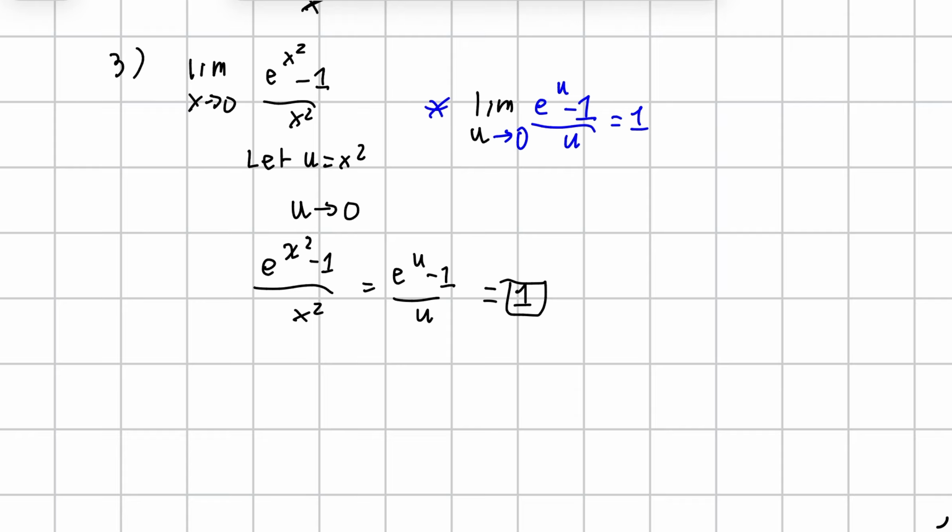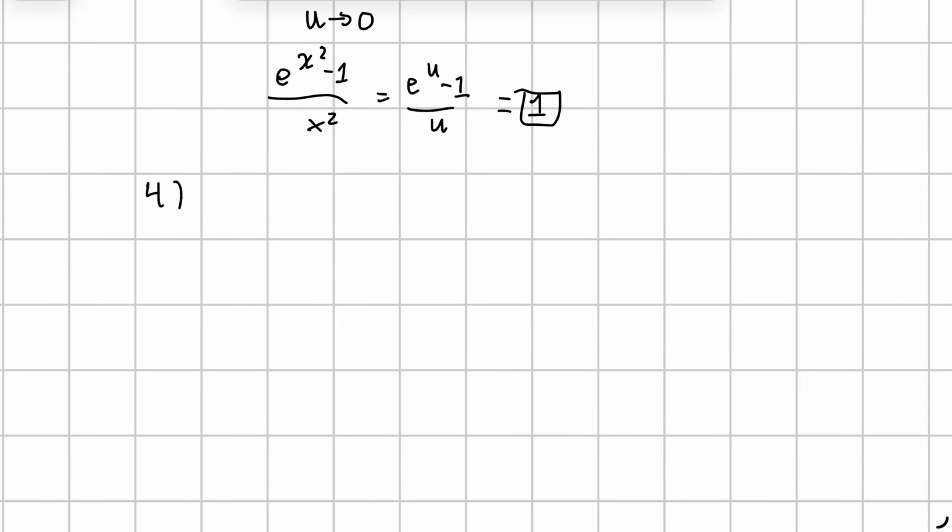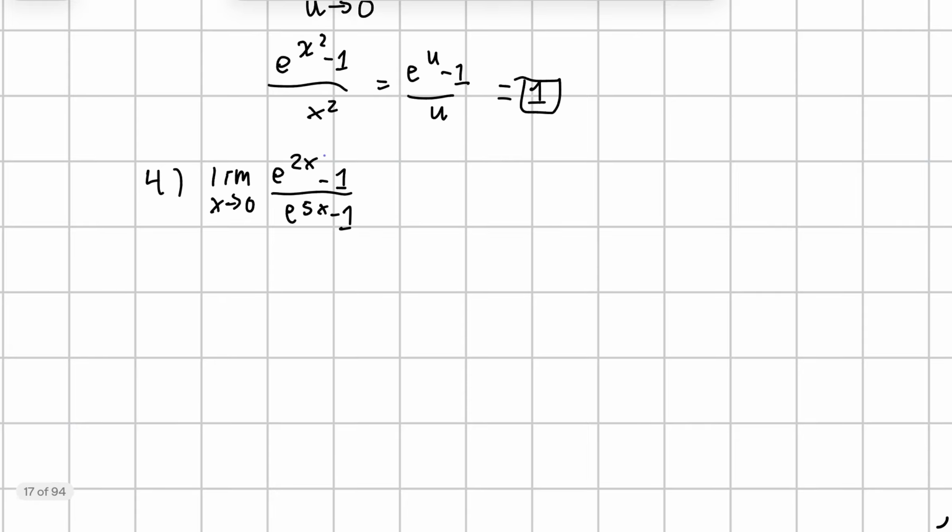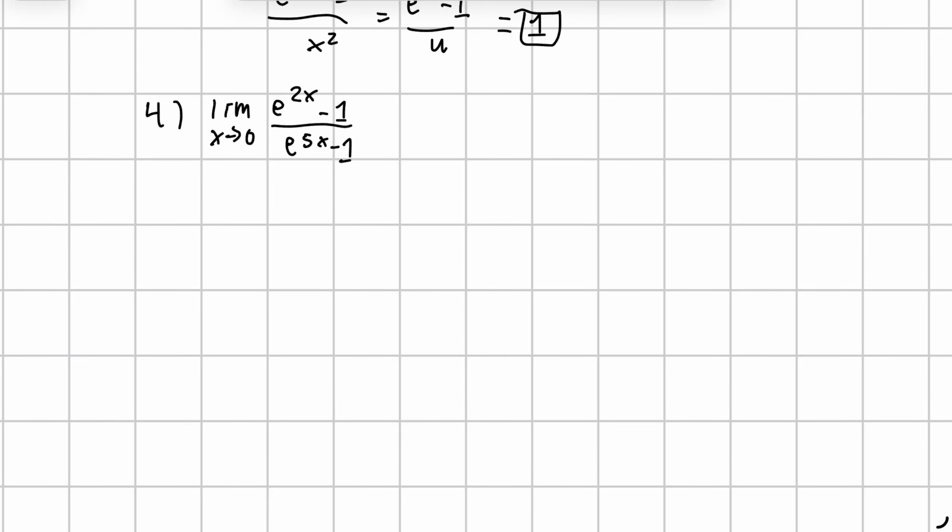So that matches. Let's say we have the limit as x approaches 0 of e to the power of 2x minus 1 over e to the power of 5x minus 1. So both the top and the bottom are going to go to 0. Now, for standard limit behavior, this is going to be approximately 2x, and this is going to be approximately 5x. So we get 2x over 5x, which is going to be 2 over 5. So again, near 0, e to the power of kx minus 1 is going to behave like kx.